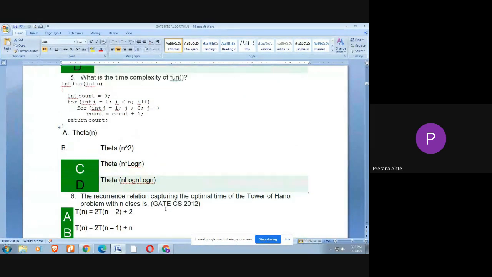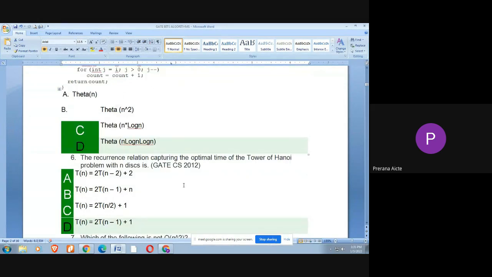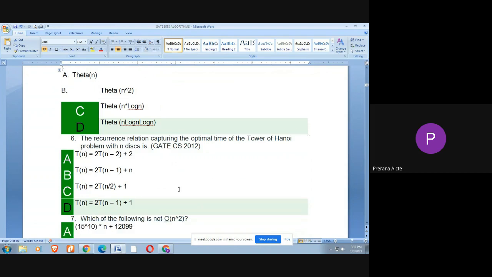So theta of n square is the answer for this. Now, the recurrence relation capturing the optimal time of Towers of Hanoi problem with n disks. So, what is the Towers of Hanoi problem? We will be given three towers, and we are going to have disks in the first tower, and we have to move those disks to the other tower by using the intermediate tower.